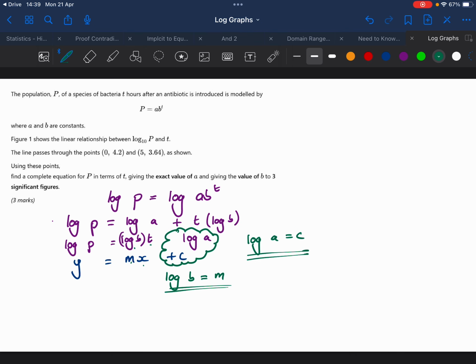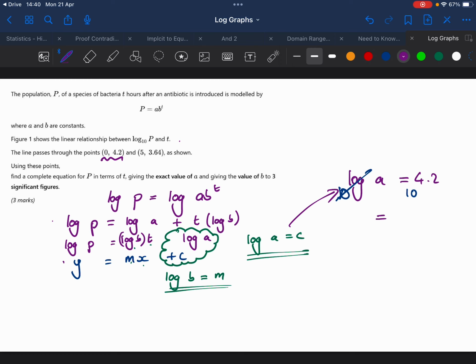So let me show you what I mean. They say that there's a linear relationship. Well, that's where the straight line comes from. It passes through these points, right? So 0, 4.2. So 4.2 is the C value, isn't it? So let's use this first result here. A, which is a value that I don't know, will be the same as the y-intercept, which is 4.2. So can you see that when you do that, if you do 10 to the power of on both sides, 10 to the power of 4.2 is whatever the A value is supposed to be.